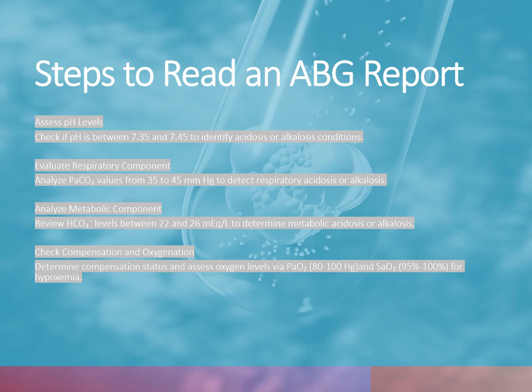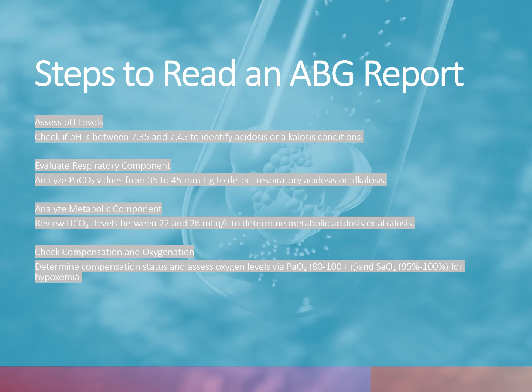The reason why it's not fully compensated is because your pH is still abnormal. So for something to be fully compensated, your pH has to return to normal, but you still might have abnormal CO2 or bicarbonate values.